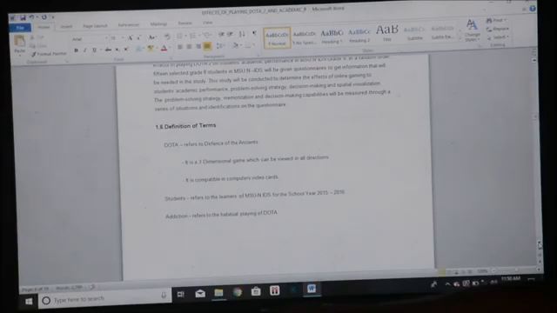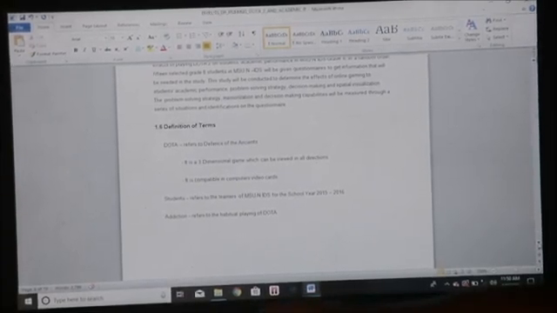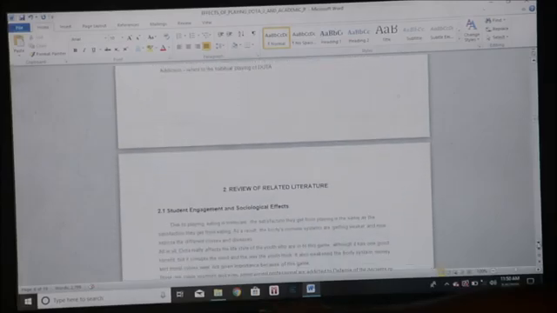What you need to include are the important words and those unfamiliar words, so that the readers of your research paper will be guided on the meaning of that word.